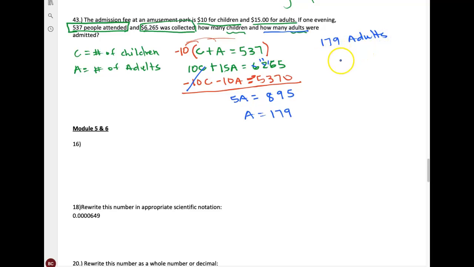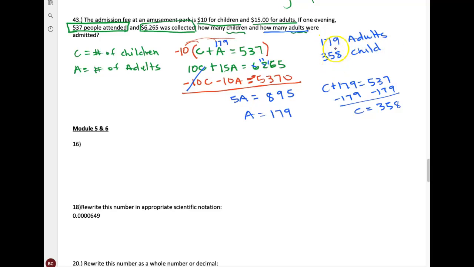And then how am I going to figure out how many children there were? Well, let's go back up to this original one here. Let's substitute 179 back in place of our A here. So if I have C plus 179 equals 537, then I'm going to minus my 179 over, because I know together they have to be 537. So if I just take that 537 minus my 179, I get 358. Right, so there's going to be 358 children.